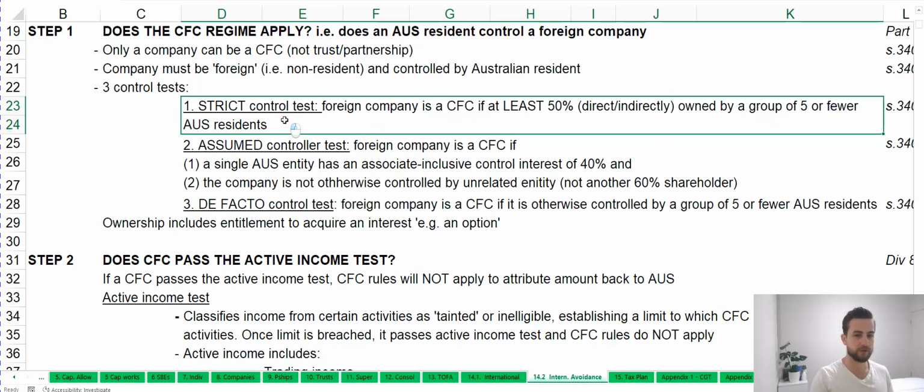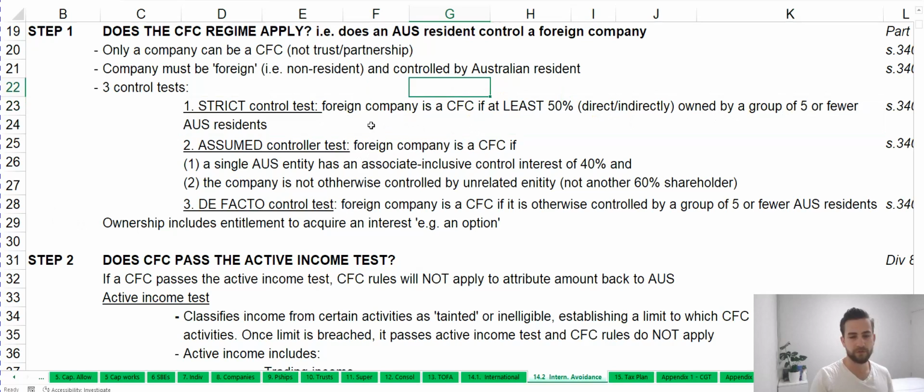So that would prevent, for example, a listed company in the Cayman Islands being impacted by this, because there are obviously hundreds of shareholders, thousands of shareholders, even millions of shareholders in some instances. Right, so it's more about private investments, okay? So it's 5 or less. So if you own 50% or more, so let's say I'm an Australian resident, I own a foreign company, I own 51% of it. The other shareholders, there are 5 in total. Then the strict control test applies and the CFC regime applies.